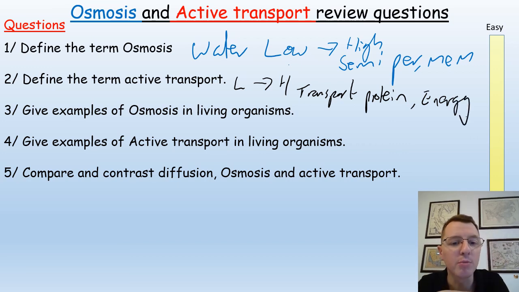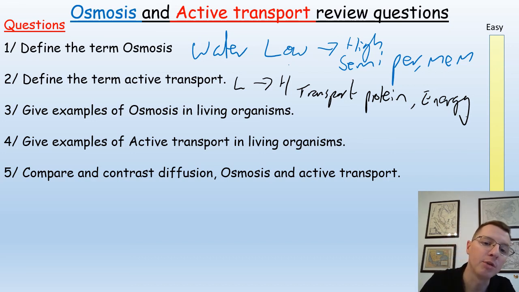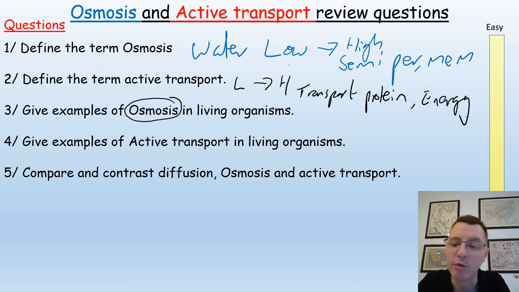Give examples of osmosis in living organisms. There's lots of different examples you could use here, but you may go with the root hair cells absorbing water and water moving from cell to cell to cell in a plant using osmosis. You may choose to go with osmosis being used in the kidney in humans to reabsorb water so you don't lose too much water if you're dehydrated.